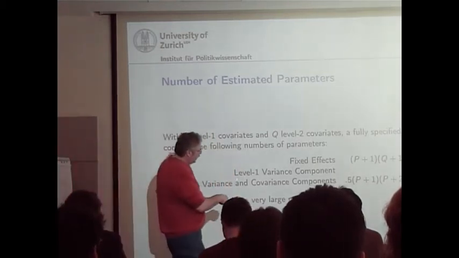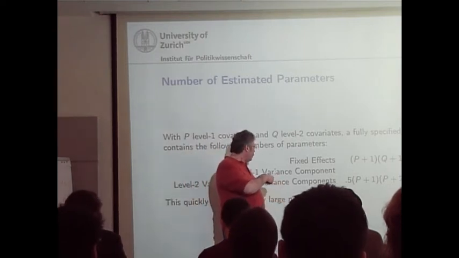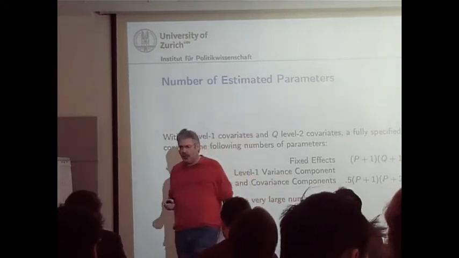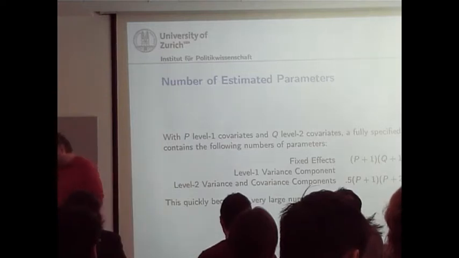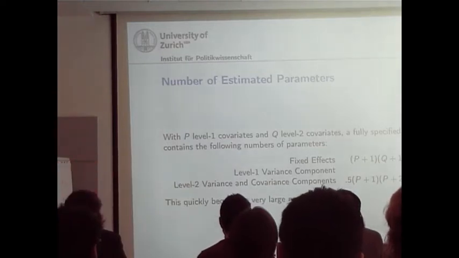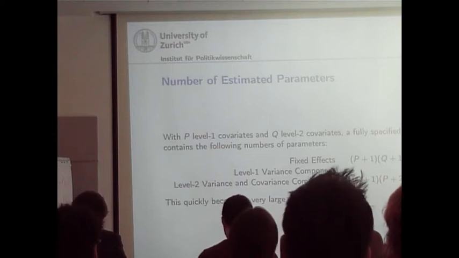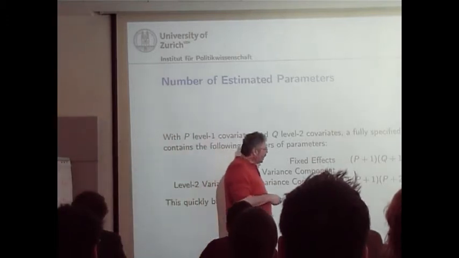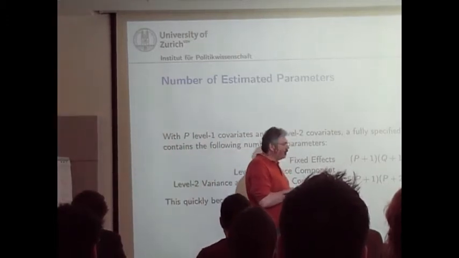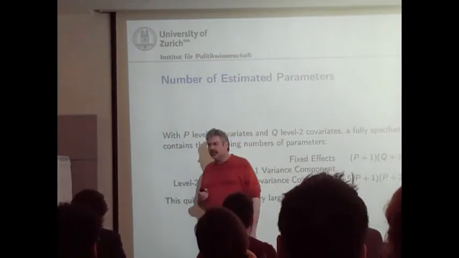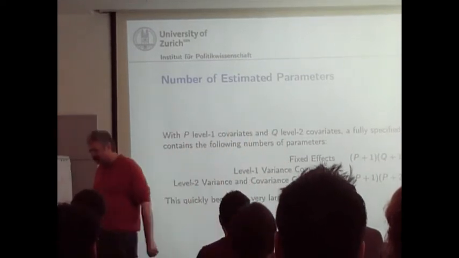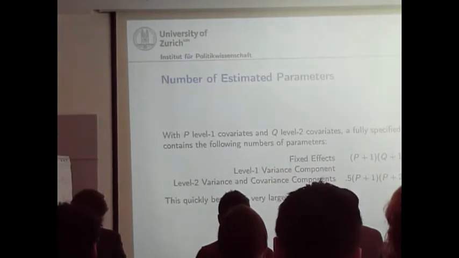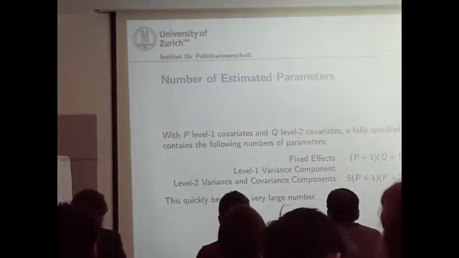You would have to estimate one level 1 variance component. And then, if you want to have a fully structured matrix of variances and covariances between slopes and intercepts, you would end up estimating a half times P plus 1 times P plus 2 variance and covariance components. Now that quickly becomes a very large number.